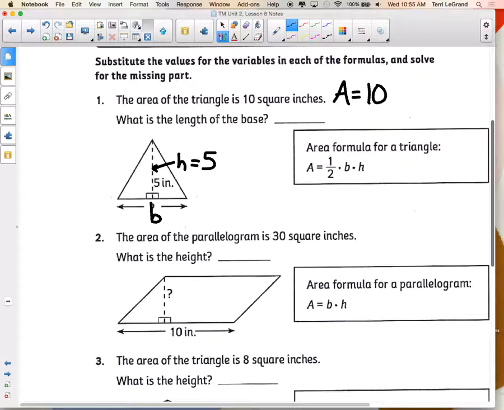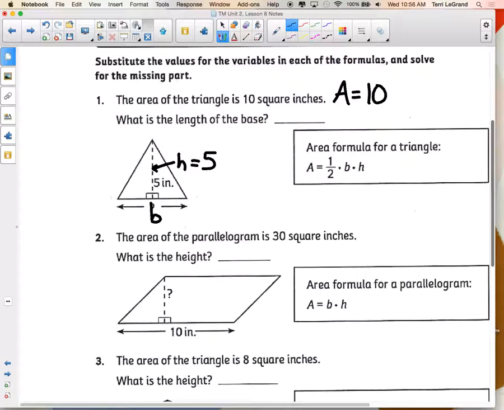I want you to identify all the things we know and what we don't know, all the things that are going to be important to help us find the information they want us to get. They want us to get the length of the base. They've already written the formula for us. Let's go substitute in the things we know.